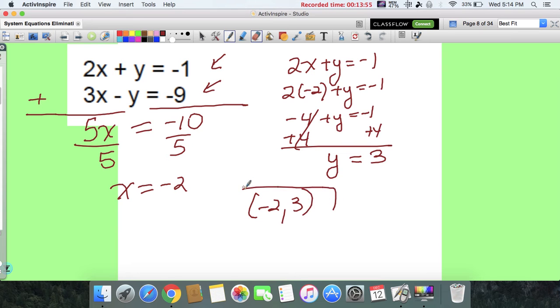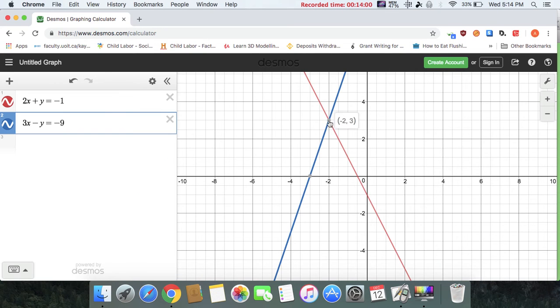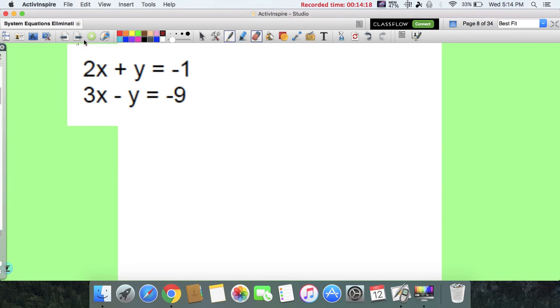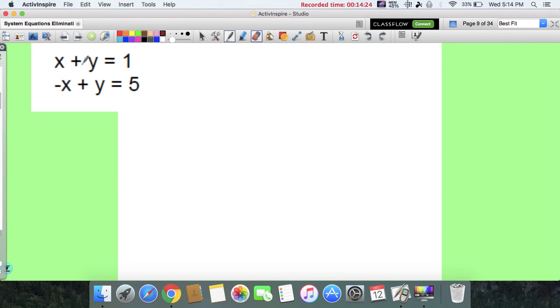What does that answer represent? This answer represents, and I'm going to go back to the graph, this value right here. Negative 2 and 3 up, the point where these two lines meet. So the point where those two lines meet makes this equation true, makes that equation true if I were to substitute negative 2 and 3, and I did that earlier in the beginning of the question. So that's what we're looking for, the point of intersection. Let's do this one.